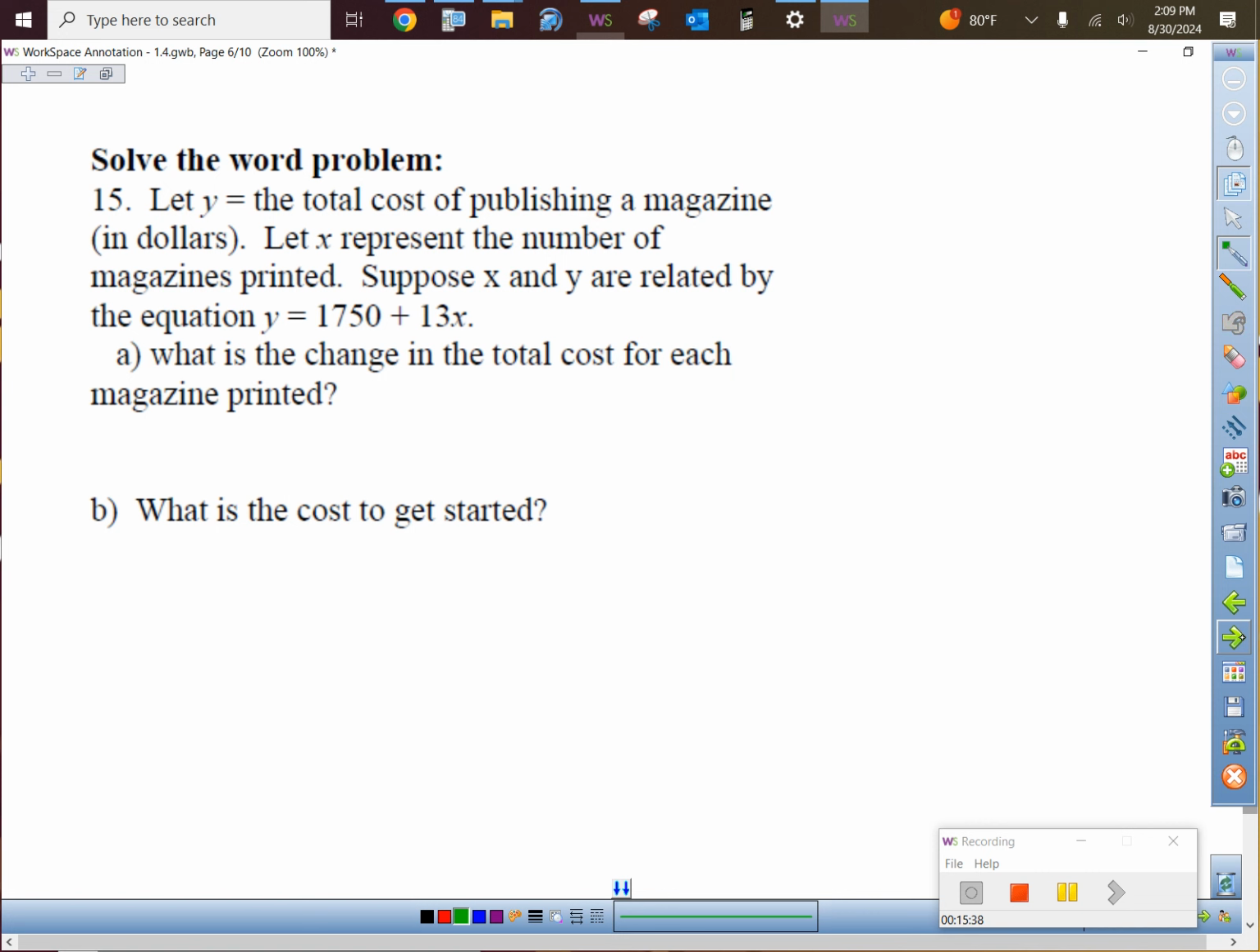All right. A little bit of story time, right? Would you please read the beginning, and then we'll do the rest together. What did they let X stand for? X is the number of magazines printed, and they tell you up here Y is the total cost of publishing that magazine. They gave you an equation for it already. You don't have to write it. Here's an equation. It's linear, right? It's kind of slope-intercept form, but it's not.